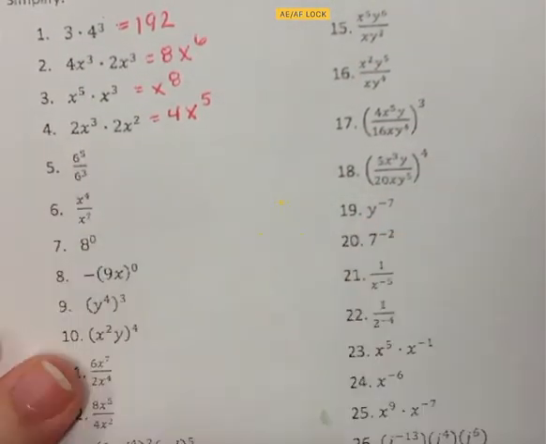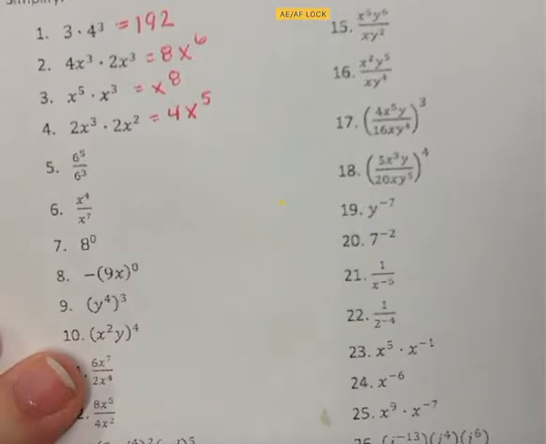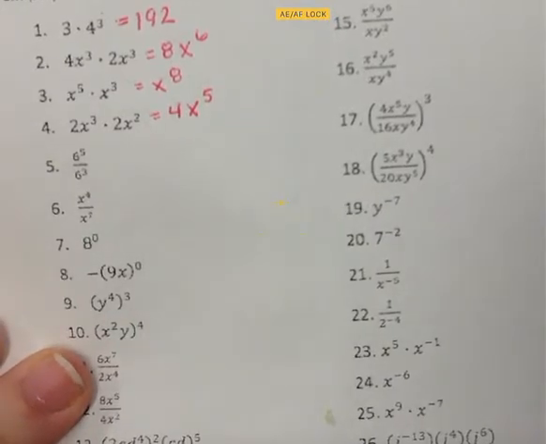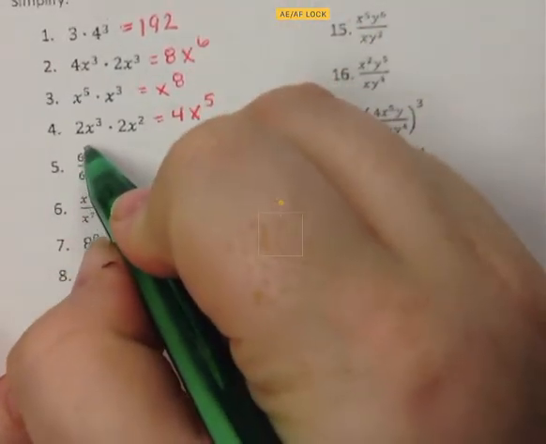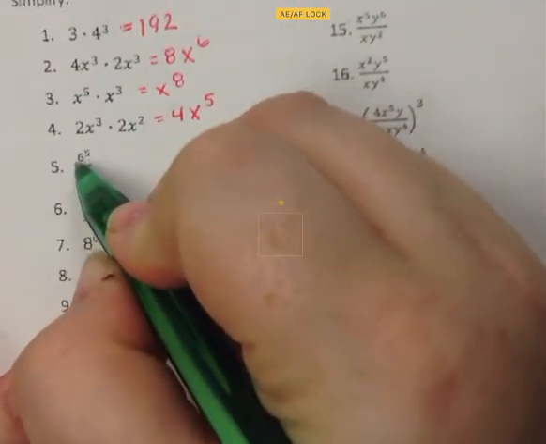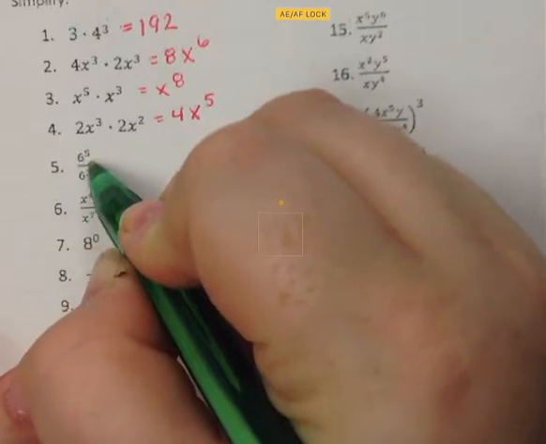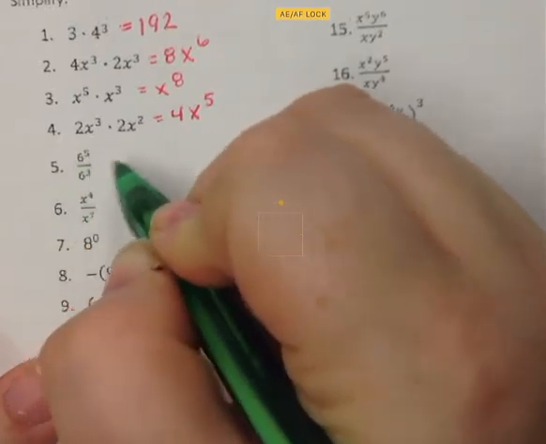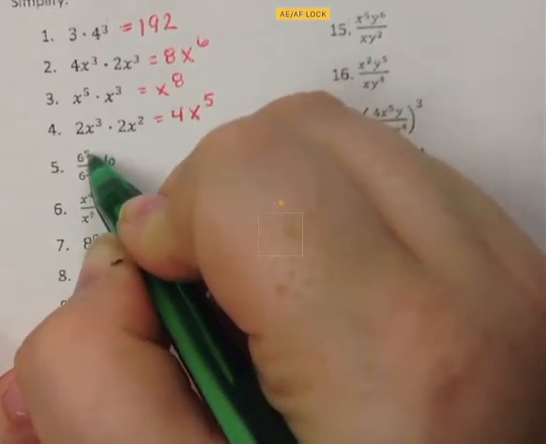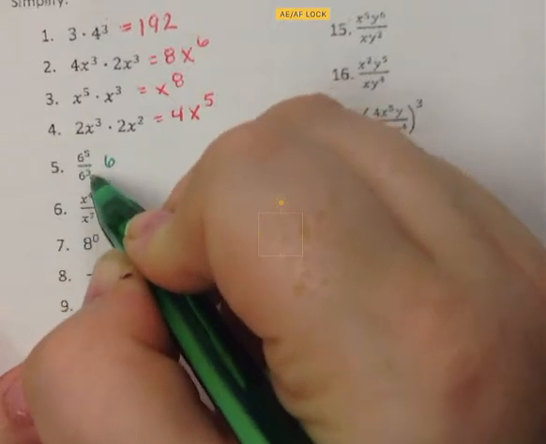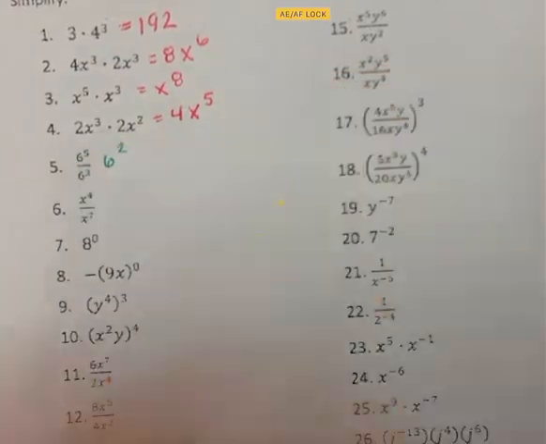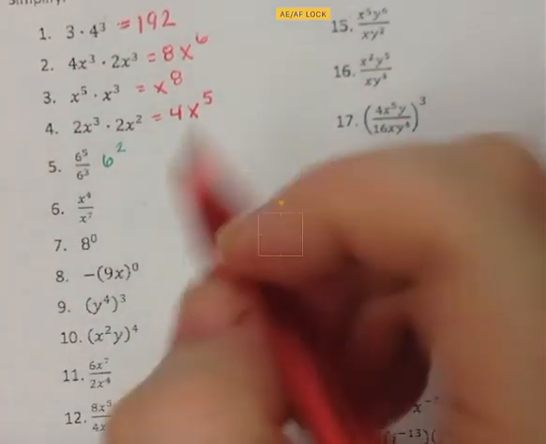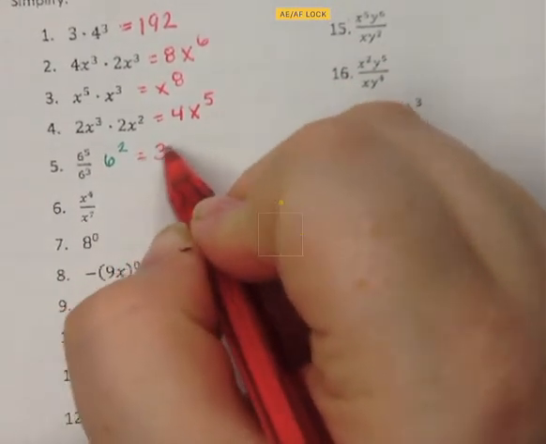On number 5, we have 6 to the 5th divided by 6 cubed. Well, since we're dividing, we have the same base. We keep our base. The 6 to the 5th is bigger, so that means our 6 is actually going to stay on top of the problem. So we're going to have 6 raised to the power of, we subtract the exponents, 5 minus 3 is 2, so it's 6 squared. Well, 6 squared, they're just numbers, so that's equal to a positive 36.